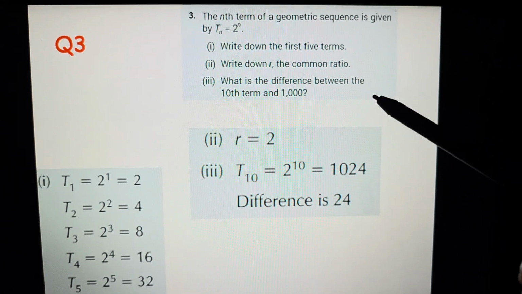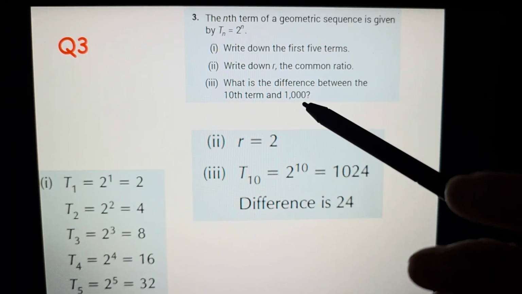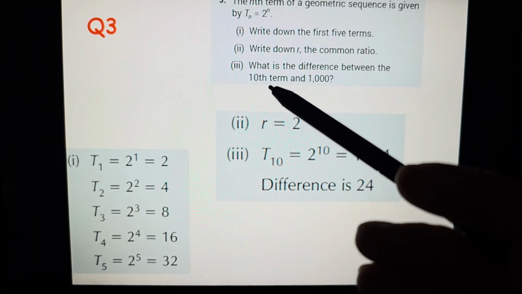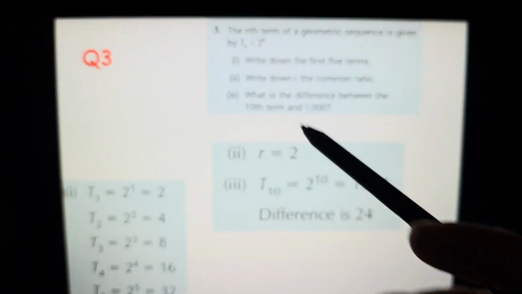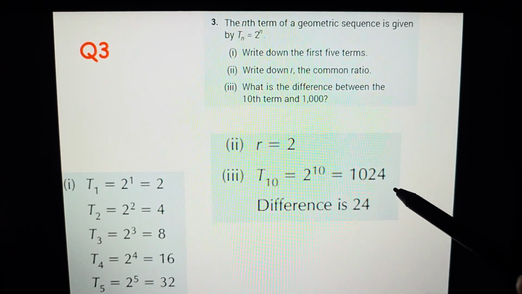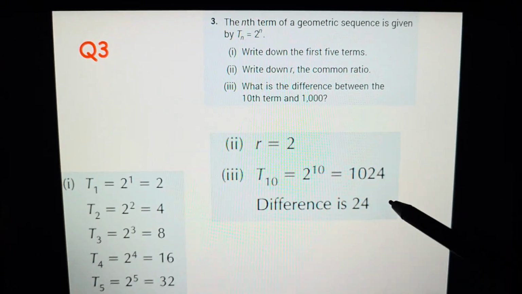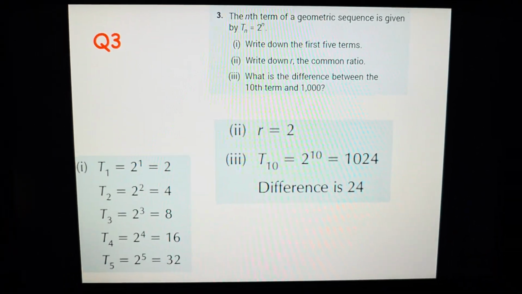What is the difference between the 10th term and 1000? So go and get the 10th term. So T of 10 will give you back 1024. Take away 1000 from that, and the difference is 24 units.